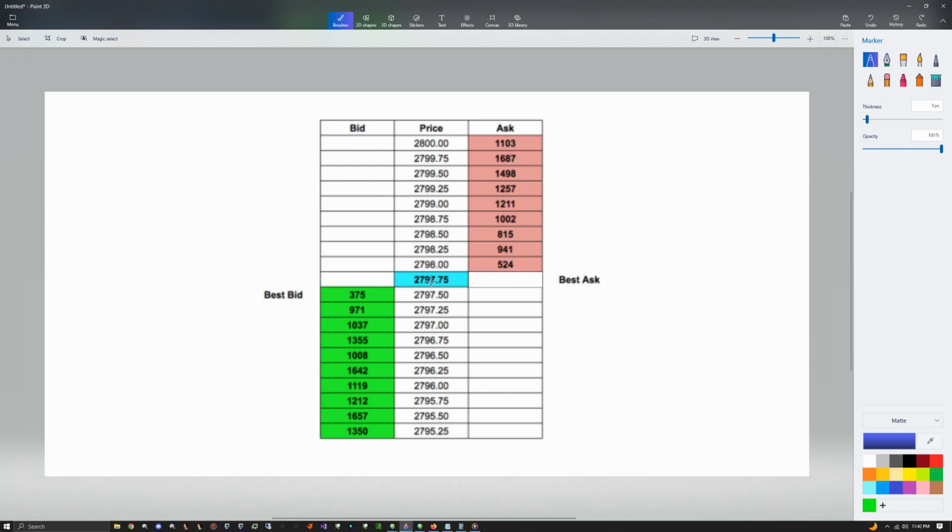So that would be the same now. Let's say our price is 2797.75, and we wanted the price to go down. We need to hit the bid 375 times to bring the price down to 2797.50, and then so on and so forth until we would have to hit it 971 times if we want the price to come here, and so on and so forth.